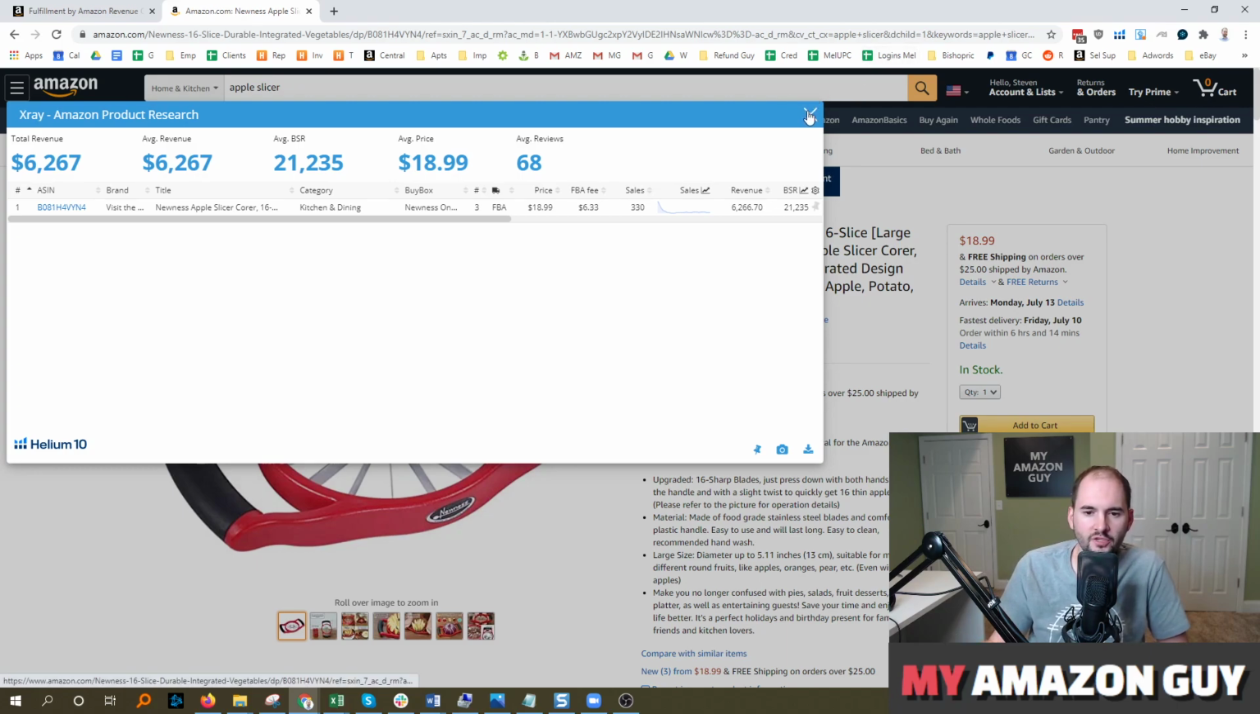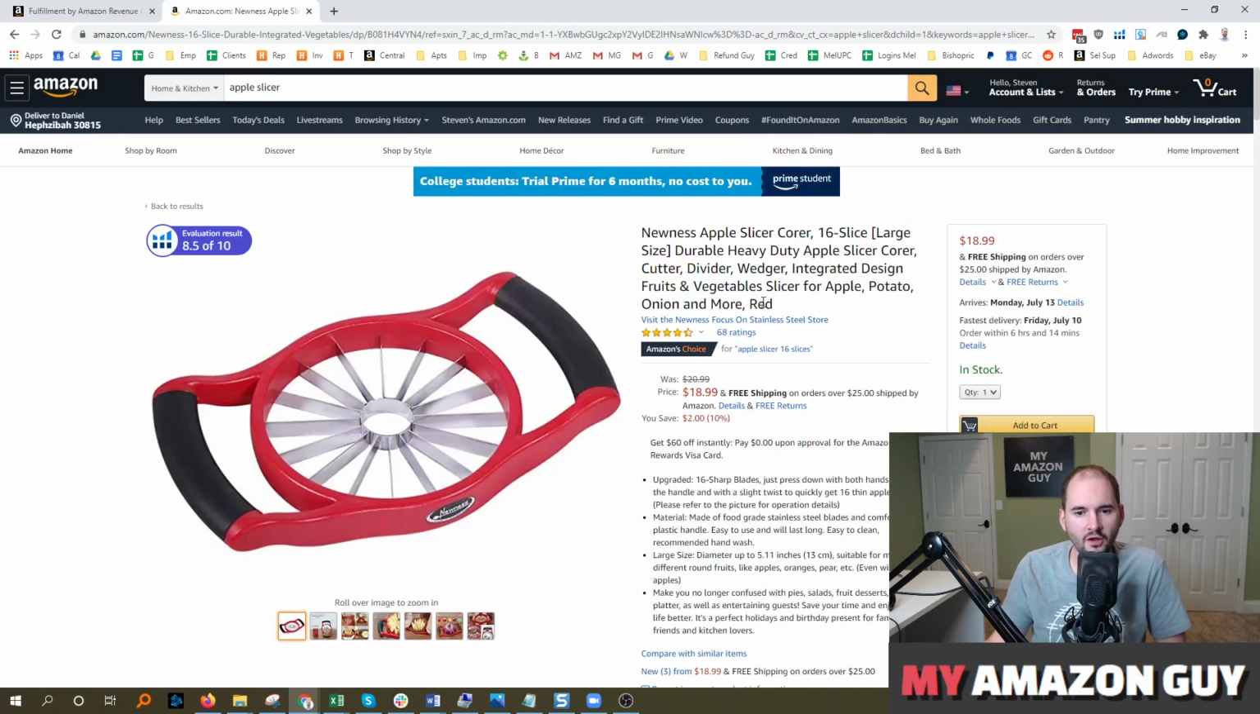I think it's really helpful because if you're doing product research and trying to figure out fees before you launch, you could use the Chrome extension from Helium 10 and figure out not only the data, what they sell, their sales velocities, all that good stuff, but it also gives you this nice fee right here. It lets you know all of your pick and pack and your referral fee included. So if you're selling this apple slicer for $18.99, your fees to sell it are $6.33. And you can use that math to figure out all of the fee structures.